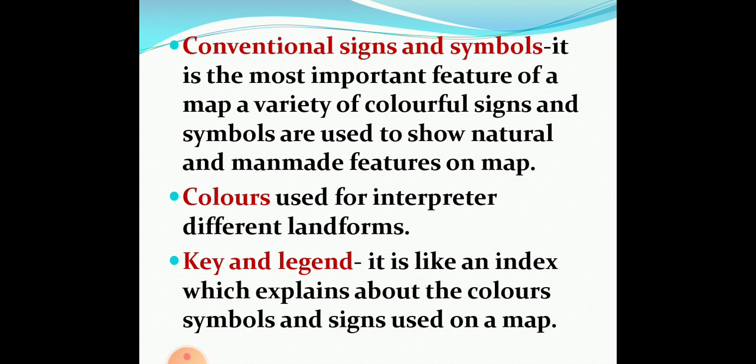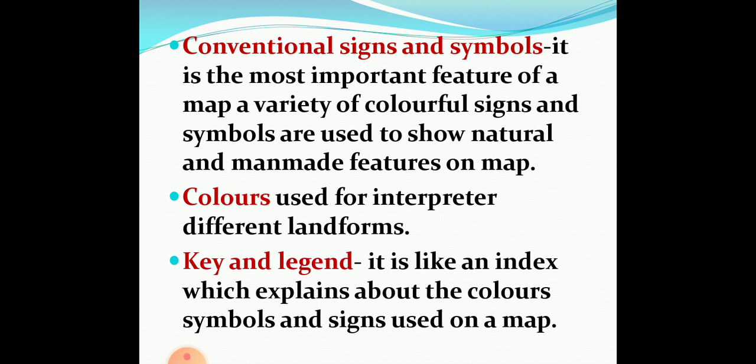Then the colors used. There are some colors accepted throughout the world, like dark brown, light brown, dark blue, light blue, green. All these colors are accepted, and when we see them, we can understand: if it is dark brown, it's a hilly area. The dark blue is for ocean, light blue for sea, like that. If some different colors are used by the cartographer, they give the specification on the side in the key and legend portion. Now the key and legend portion is an index, where the explanations of the colors, different signs and symbols used on the map will be specified.